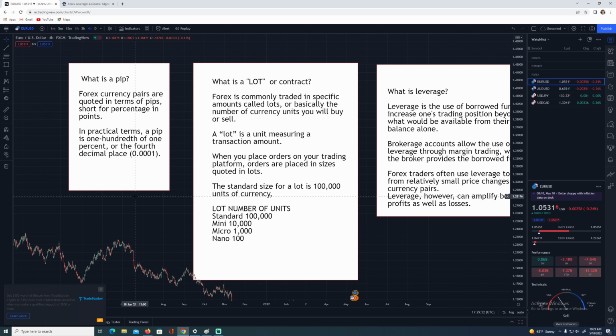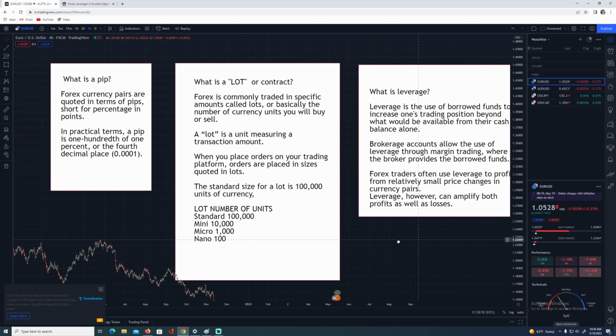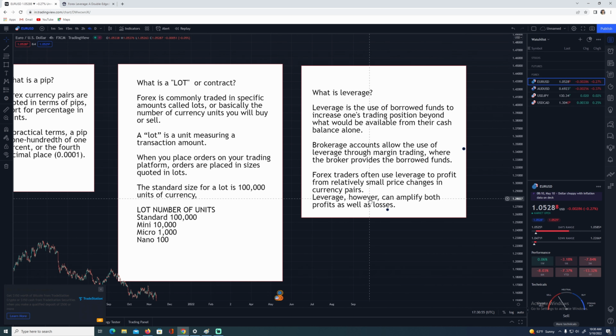Nice, right? That's amazing, because if I only had the $3,000 in my account, I would only be able to place 3 micro lots. But remember, leverage is a double-edged sword. Over here, in Forex, let's read the last point. Forex traders often use leverage to profit from relatively small price changes in currency pairs. Leverage, however, can amplify both profits as well as losses.